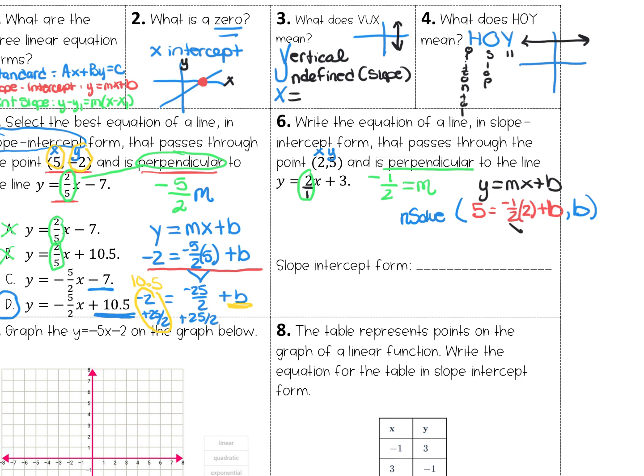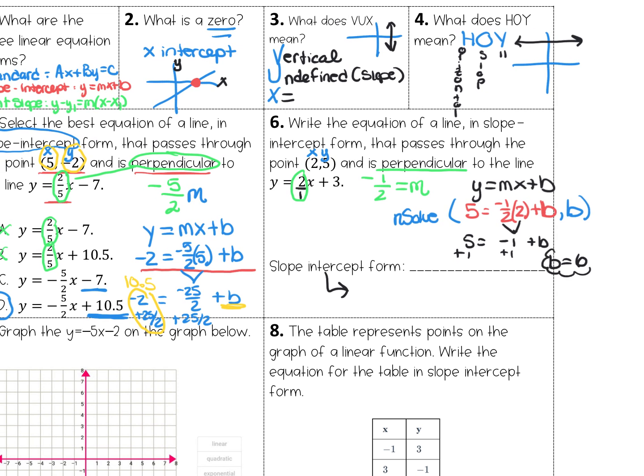I'm going to do this by hand. When I multiply these two together, I'm going to get a negative 1 plus b, and then 5 equals. And then I'm going to add the 1 over to the other side. So when I add this 1 over, I get b equals 6. So when I write my slope-intercept form, here's my b value, and here's my m. And now I can write my equation. y equals negative 1/2 x plus 6.